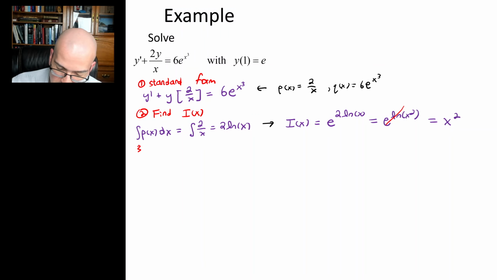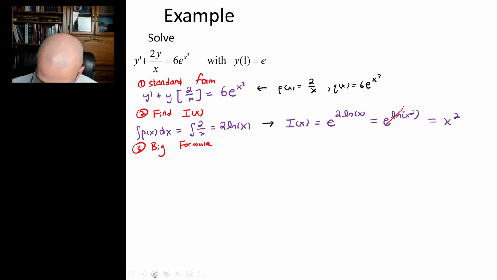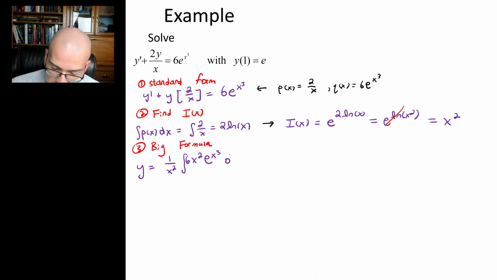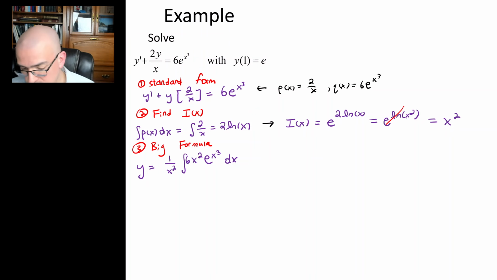Now we're going to go to step 3. We're going to use the big formula. So y is 1 over the integrating factor, 1 over x squared, times the integral of x squared times 6e to the x cubed. I'm just putting the 6 out front. Keep it clean.